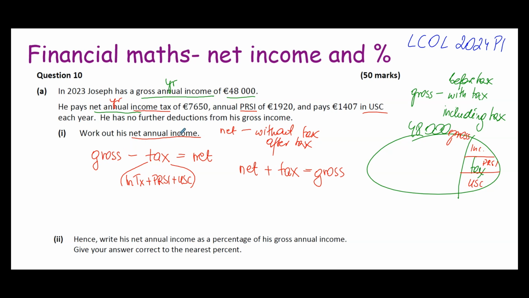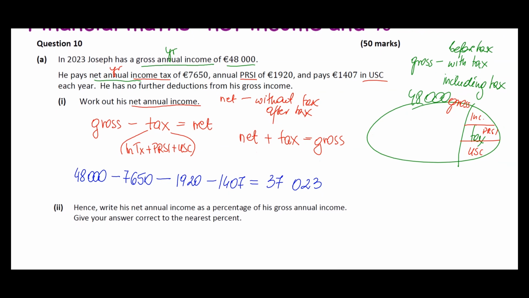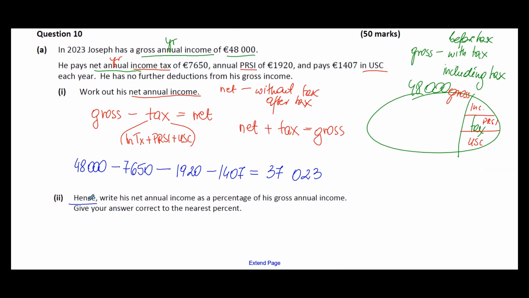So let's work out the net income here. From 48,000, we take away the income tax, 7,650, take away PRSI, 1,920, and again take away 1,407 of USC. And when we put all of that in the calculator and press equal, we have our answer, 37,023 euro. And then the next part says hence, and that word hence means with the knowledge that we just acquired. So with that value being after his taxes are collected, the net income.